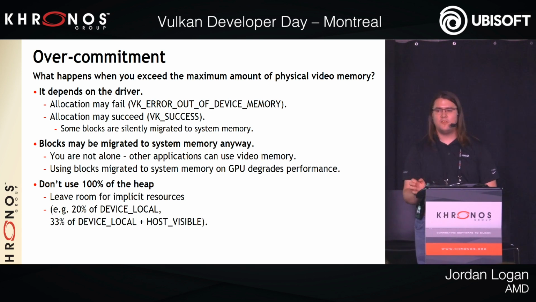So it's best to not use 100% of any of the heaps, just to make sure there's room for other allocations, or any implicit resources like swap chains, which do go towards your memory budget even though you don't allocate the memory for those. So we recommend that you leave at least 20% of the device local memory available, and around 33% of the device local host visible memory for all your implicit resources, and just to leave a little room for other programs to run.